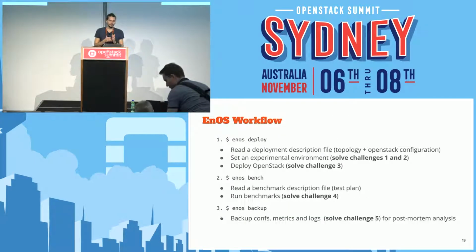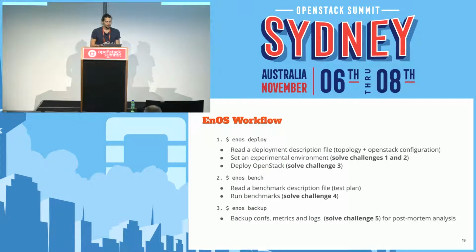So EnOS relies on 3 steps: deploy, bench, and backup. The deployment step reads a deployment description file with all the information about the topology and the OpenStack configuration you want to deploy. So from the topology part, it says the experimental environment, so the machines. It can provision the machines, the monitoring tools, and set the network constraints of your topology. Furthermore, after that, it deploys OpenStack according to the given configuration you provided.